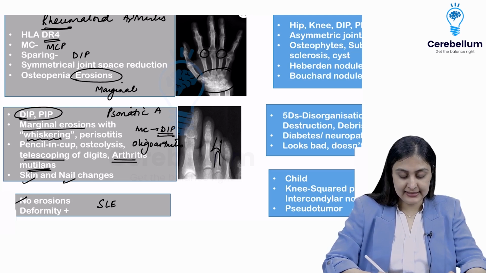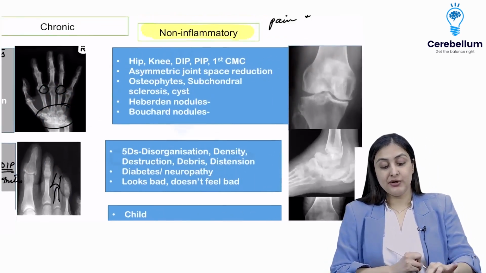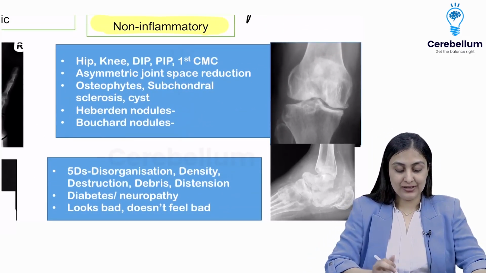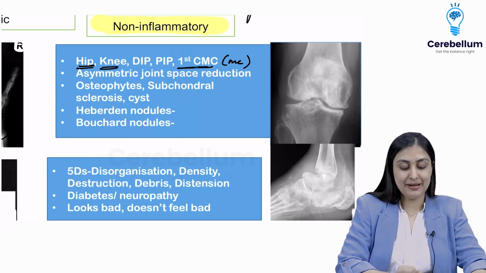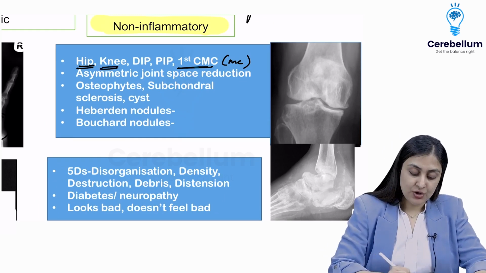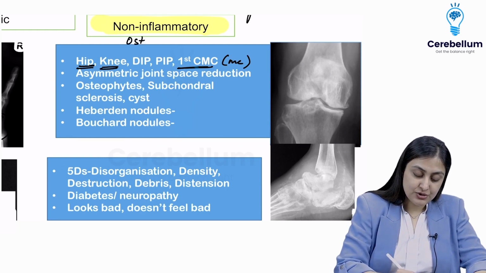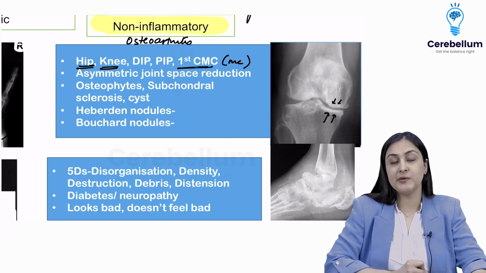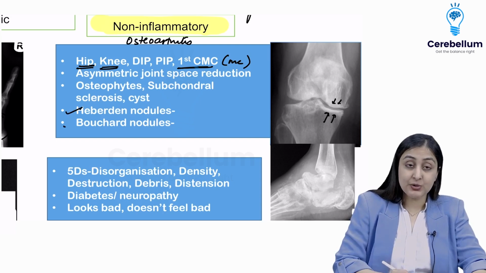This is SLE, Jaccoud's arthropathy. Alright, going on to non-inflammatory, the hallmark is large joints are involved or in the hand, first carpometacarpal is the most common. Overall it is hip and knee. This is osteoarthritis. So you're going to have this asymmetrical joint space reduction. You can see how the medial compartment is more common with sclerosis and cysts.